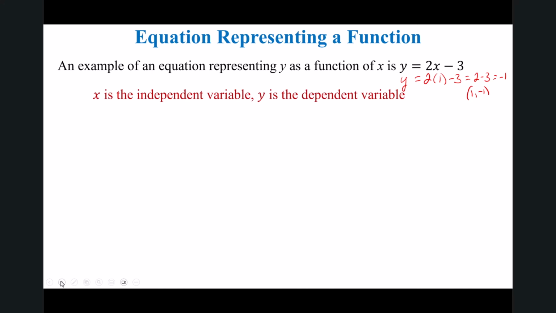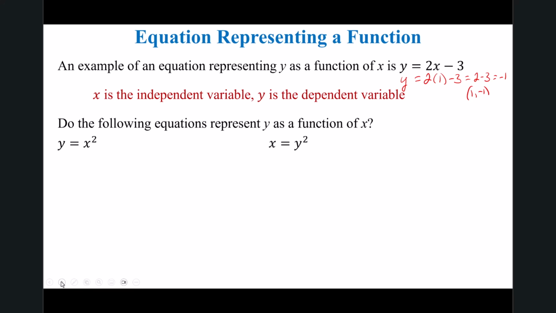X is what we call the independent variable, and y is the dependent variable. The value we get for y depends on what we put in for x. Do the following equations represent y as a function of x? Let's look at the one on the left.